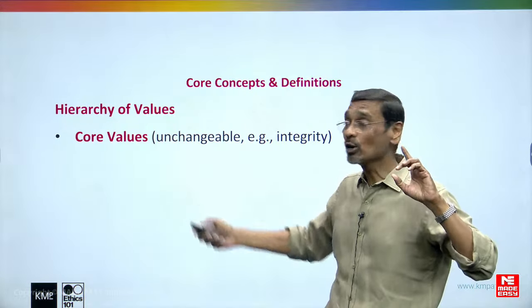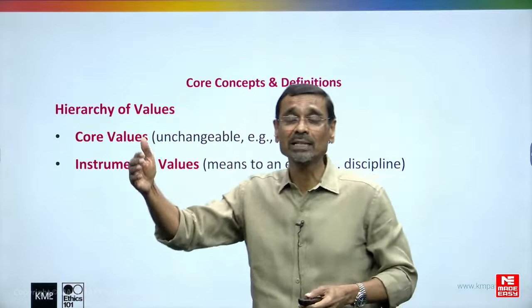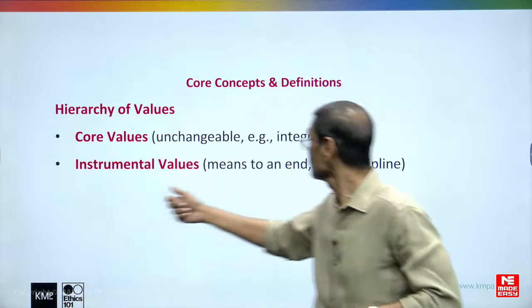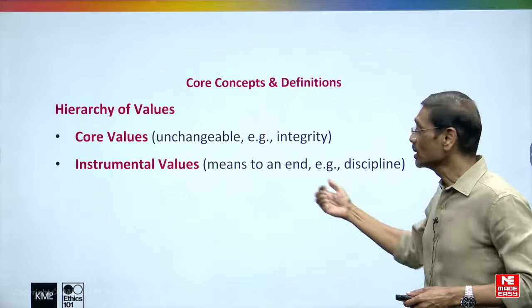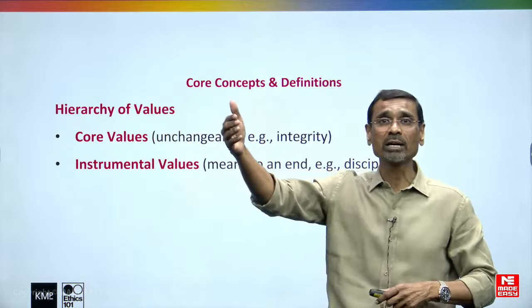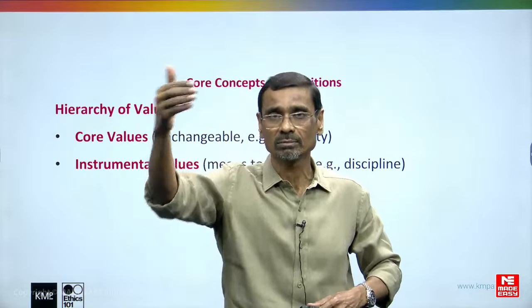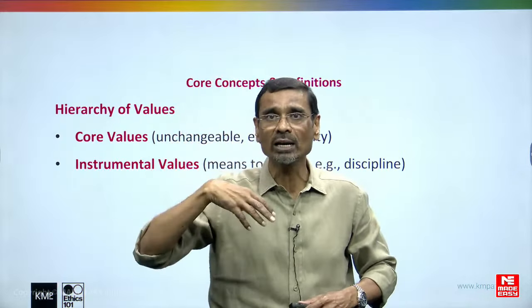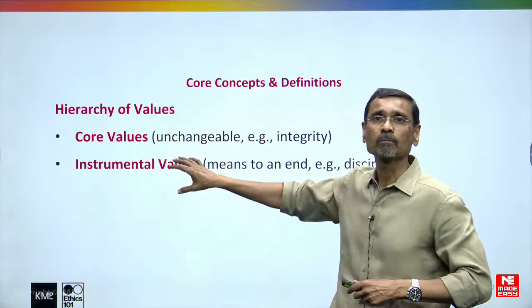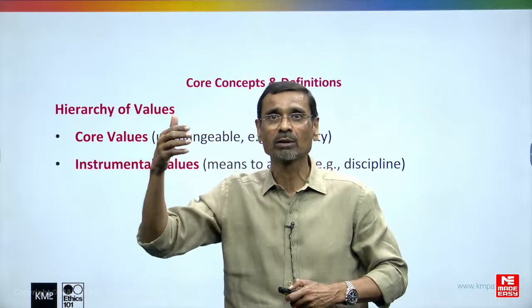Second kind of value is called instrumental values. These are means to an end. I repeat, these are means to an end. Discipline. You value discipline, you achieve your goals. So that's why it's instrumental. Instrumental means this becomes an instrument to achieve a goal. Punctuality is an instrumental value. It will help you achieve your time goals. So these are called instrumental values.